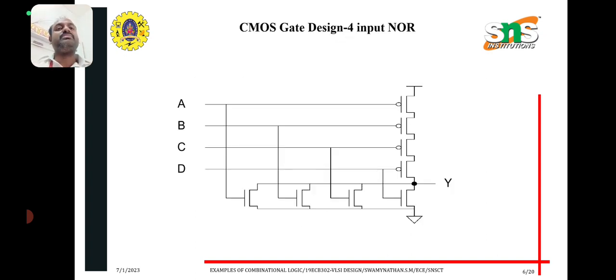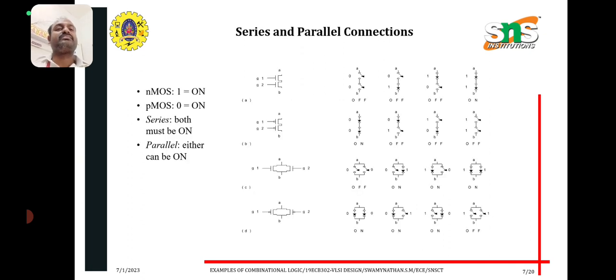This is the CMOS NOR gate with 4 inputs. In a NOR gate, the NMOS transistors are connected in parallel and the PMOS transistors in series. The series-parallel connection is very important for pass transistor logic. If the NMOS input is 1, it will be on. If the PMOS input is 0, it will be on. If both are in series, both must be on. If in parallel, either one being on is enough. Those are the conditions.